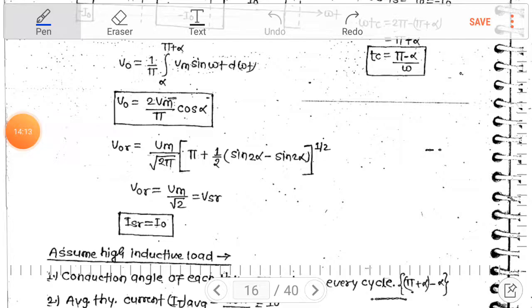We get the average output voltage by integrating from alpha to 2 pi plus alpha, and the average voltage is 2 Vm by pi cos alpha. The output RMS is Vm by root 2. We can obtain it by using the general formula Vm by root 2 into time period, upper limit minus lower limit plus half of 2 lower minus 2 upper, whole to the power 1 by 2.